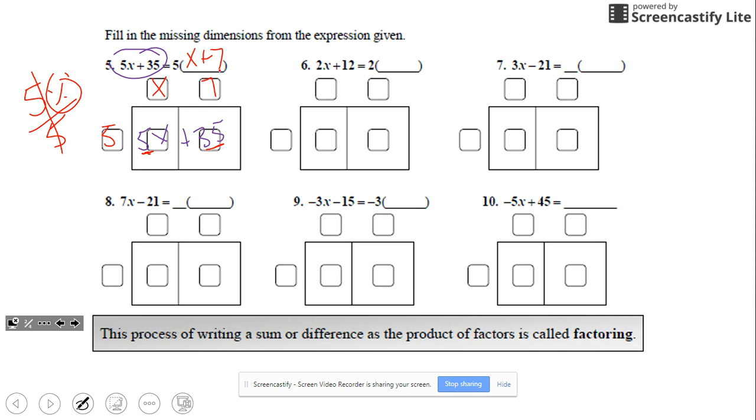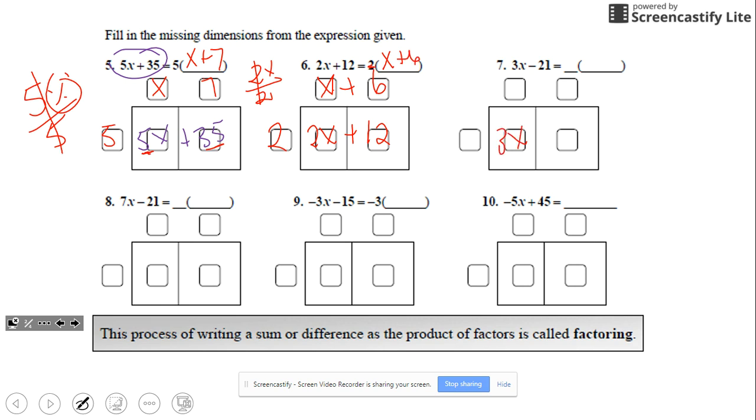Okay, so in the middle here of the rectangle, 2x and then a positive 12. So it's already telling us to pull out a 2. So 2 here. So then 2x divided by 2, that's just an x. And then a positive 12 divided by 2 is 6. So x plus 6 there.